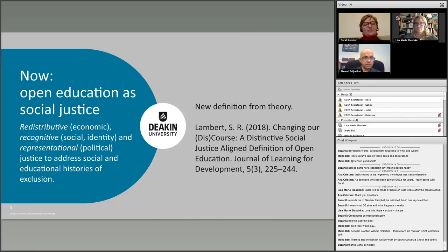But the redistributive as a principle of giving back the economic, overcoming some economic injustice. The recognitive, that recognition, the justice in recognizing identity in different cultures and different languages. Representational justice is having voice to speak, that political, not only to speak but to be heard and to be effective in that space. And all of that together is really needed to address a social and educational history of exclusion.